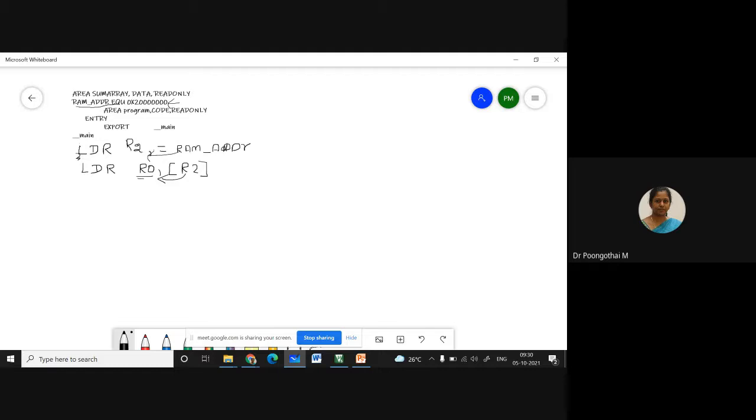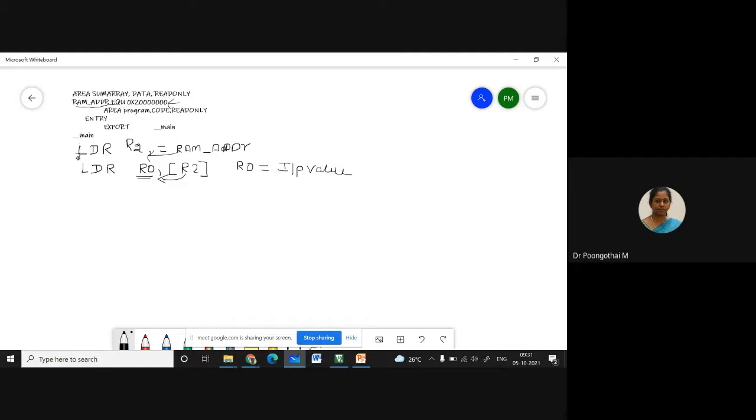Now your R0 holds the input. Please note it down. Your R0 holds the input value. So whatever value you are entering in the memory window, that value will be reflected in R0.